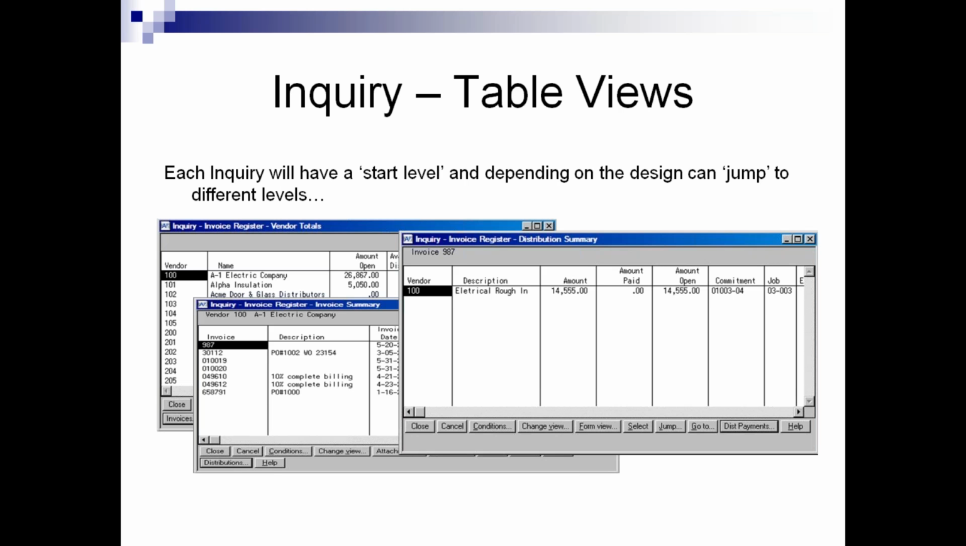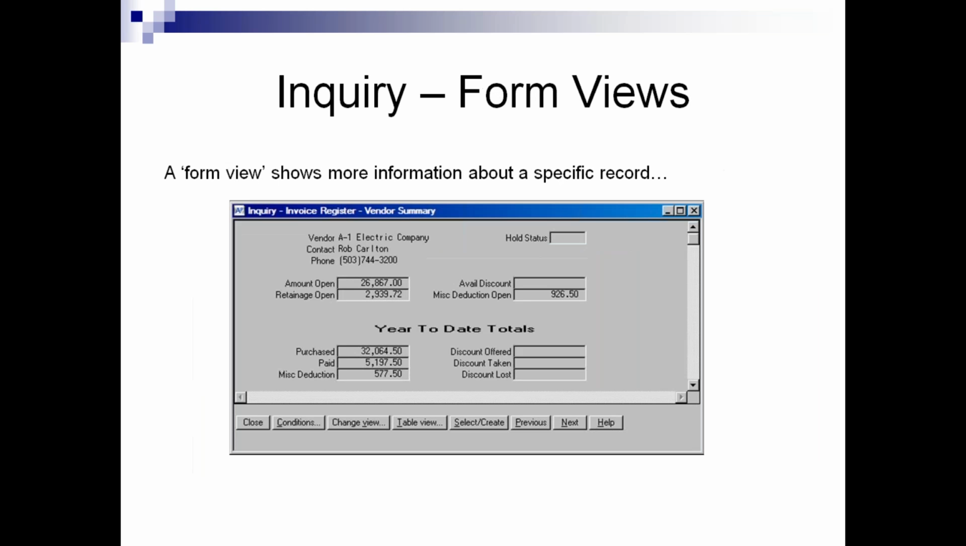Right, so table view is one of the types of views that we can use within Inquiry Designer. We also have something called a form view. And these can be built at each level. So for each table view that we have, we can create a form view that gives us maybe more information about that specific record. So we don't get to the screen by doing a jump. There's actually a button that we can click that will take us to the form view.